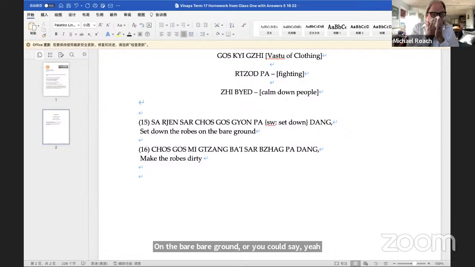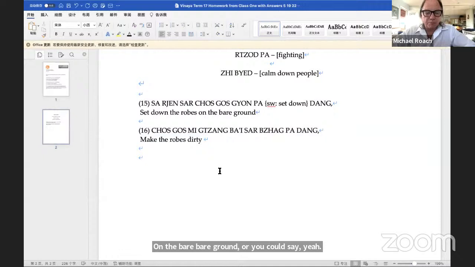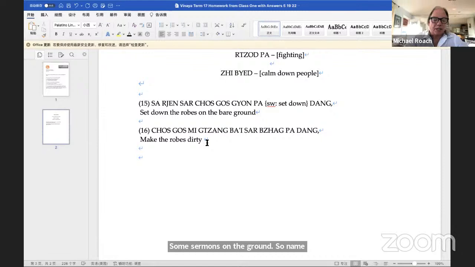And 16. This is very similar. Mitsama means unclean. Maybe there was poo-poo there or something. So now sar means on the ground. It means to put your clothes down in a place which is dirty.